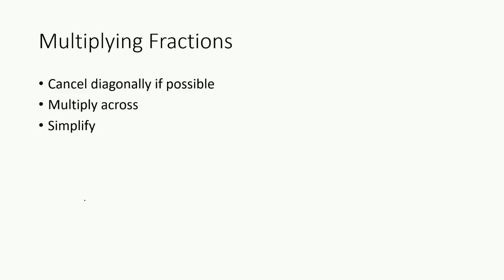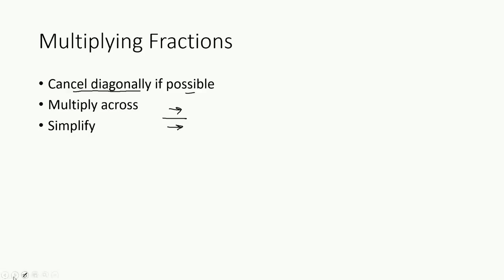Okay, now multiplying fractions. Before you multiply, you should always try to cancel diagonally if possible. This will save you a lot of work in the end, because if you don't cancel before, you might end up with big numbers that cancel, but you don't end up canceling them. So this just makes it a lot easier. And you multiply directly across, and then you simplify just like all the others.